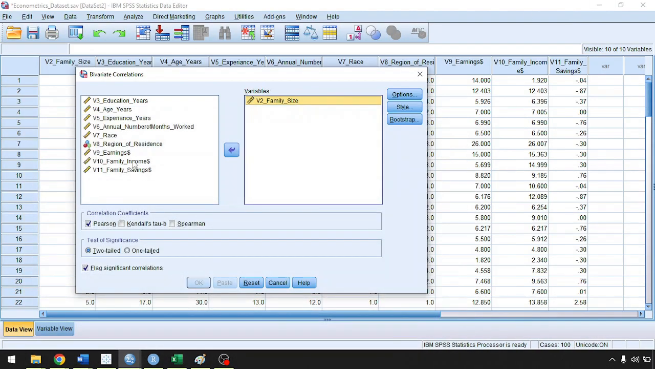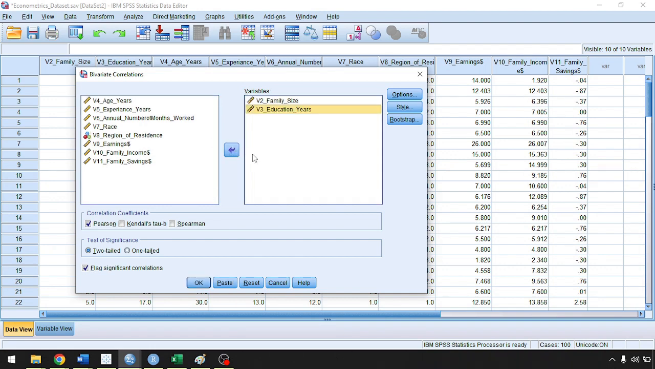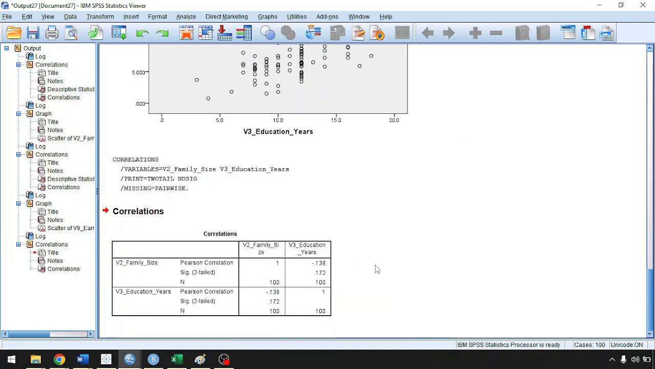Okay, education years. It'll be this one. Again, make sure Pearson is on, checked here, because it's parametric, normally distributed numerical data, and flag the significant correlation and click on OK. There you go. So there's bad news here now.